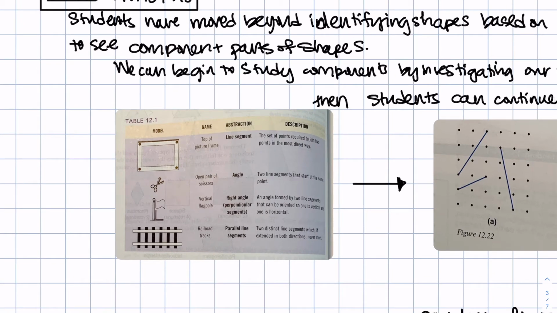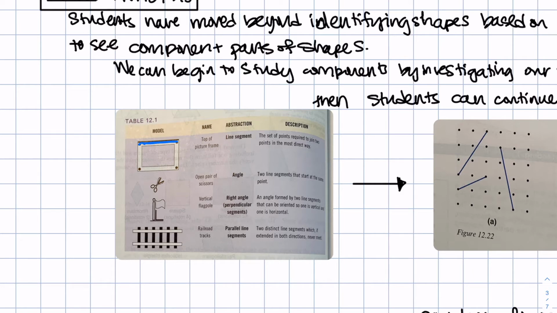So here we have a model of a picture frame, and the top of the picture frame is a model of a line segment. It's the set of points required to join 2 points in the most direct way, which sounds like an indirect way of describing something, but basically it's saying if I take 2 points, the line between them is the set of all the points that connects them in the shortest route, okay? And we think of the model of this as like the top of my picture frame.